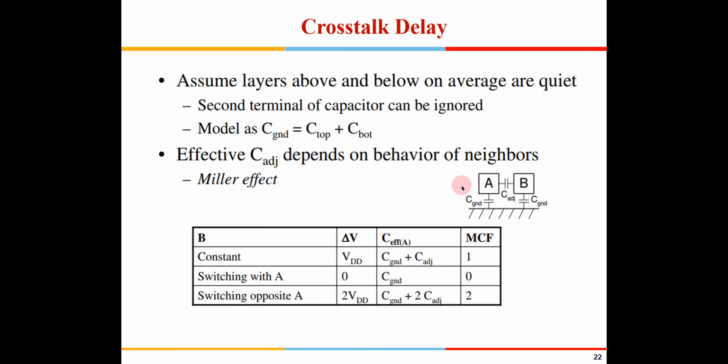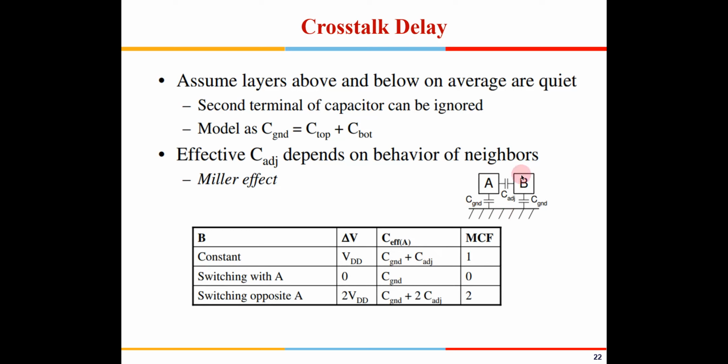If you see here, this is wire A and wire B, running close to each other. Now suppose B is constant. In that case, the net capacitance seen by this wire will be C ground plus C adjacent. This is the substrate, so this is the kind of capacitance it will see. We are talking only about the adjacent wires, not the wire which is below. Here they are running in parallel, so you will find C ground plus C adjacent as the capacitance seen by this wire.